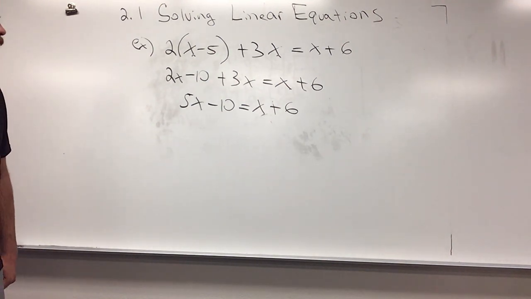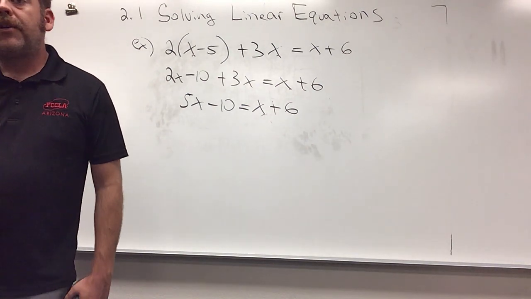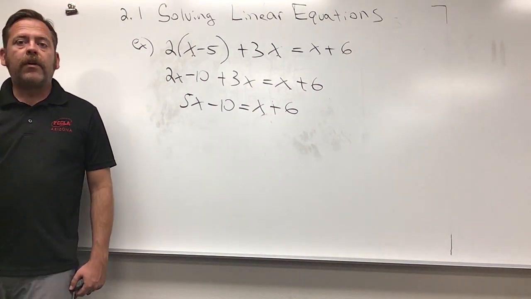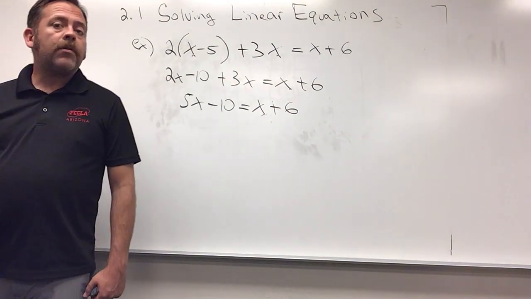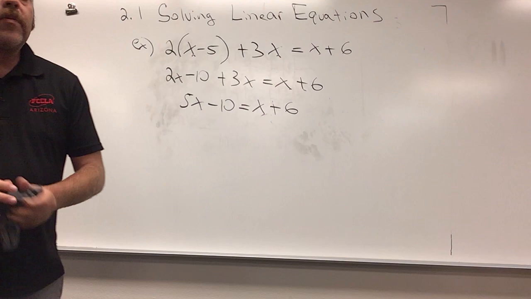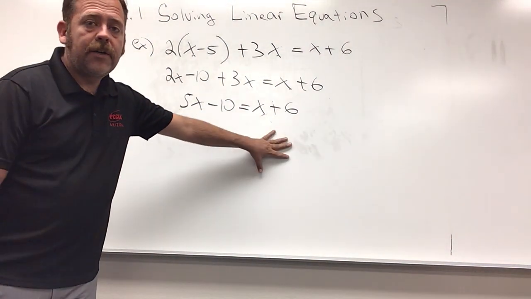Now, we've combined like terms on each side. Distribute, clear fractions, combine like terms. Now, we want to move all the variables to one side. We can take this 5x and move it over here.